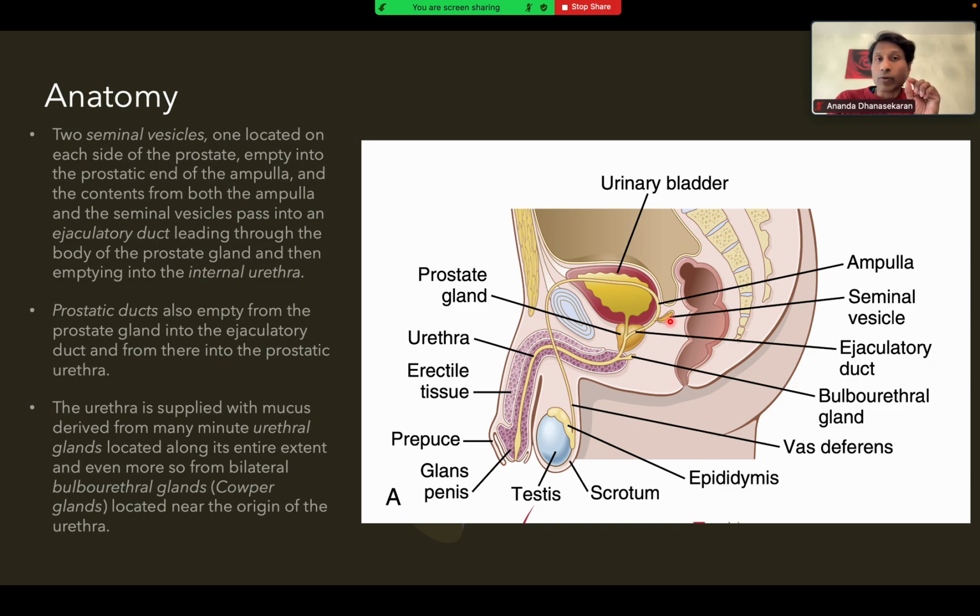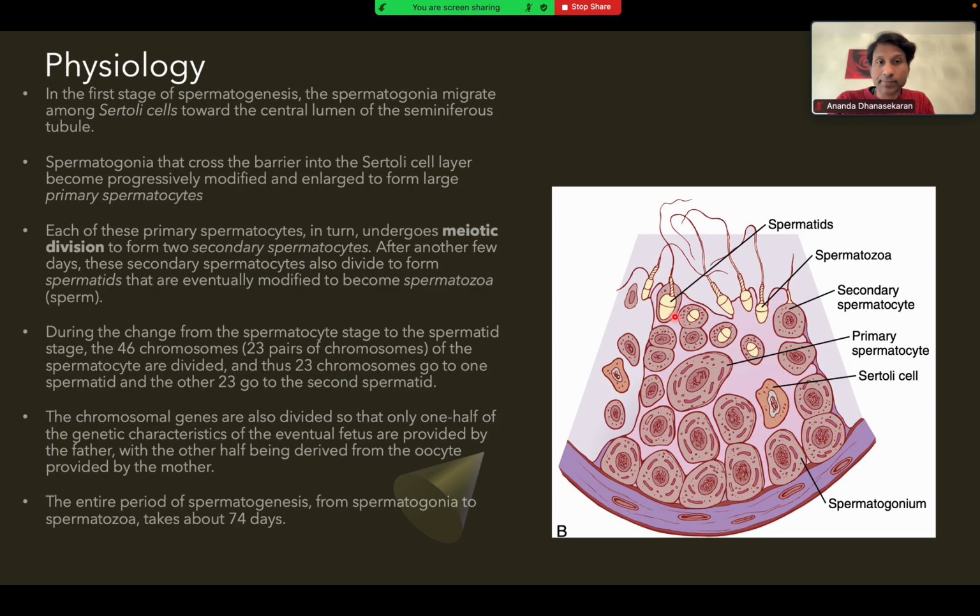This seminal vesicle was mentioned in Tamil as Jeeva with Kulambu. I will try to get some Tamil words so that people can correlate. Jeeva with Kulambu. So what's happening in this seminal vesicle? Let's see.